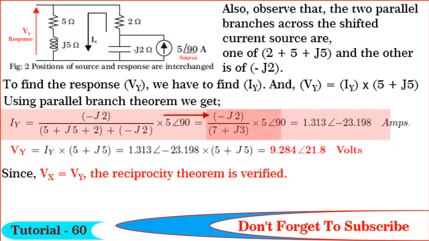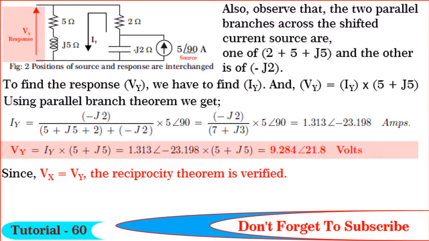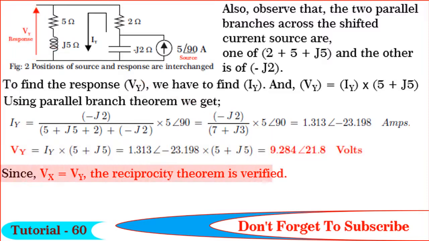By solving, we get Iy is equal to 1.313 angle minus 23.198 amperes. Therefore, Vy is equal to Iy into 5 plus J5. By substituting the values and solving, we get Vy is equal to 9.284 angle 21.8 volts. Since Vx is equal to Vy, the reciprocity theorem is verified. Hope it is clear to you.